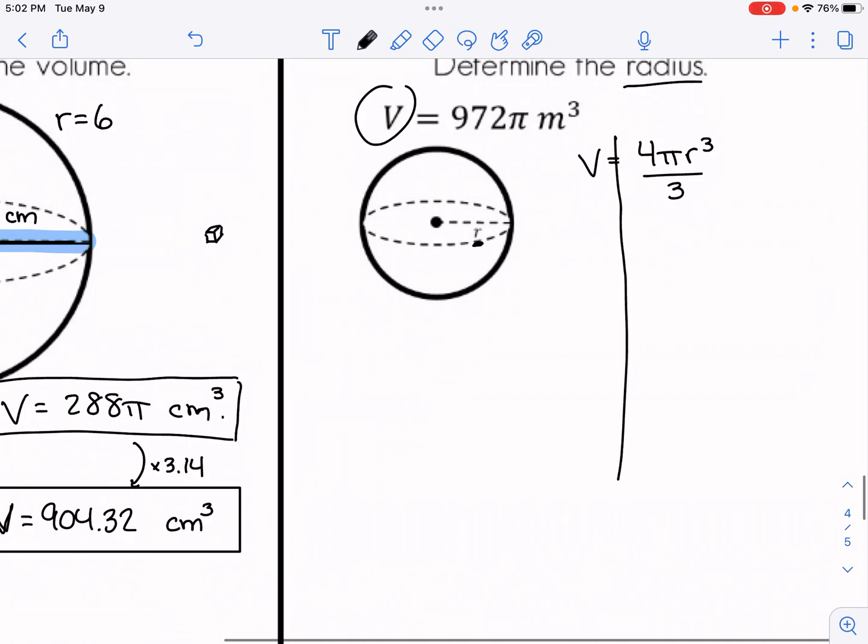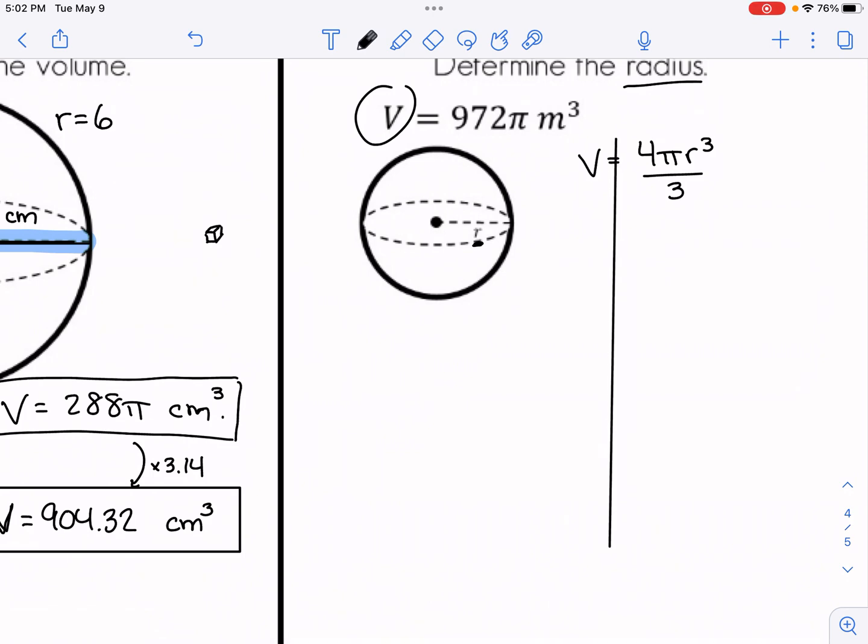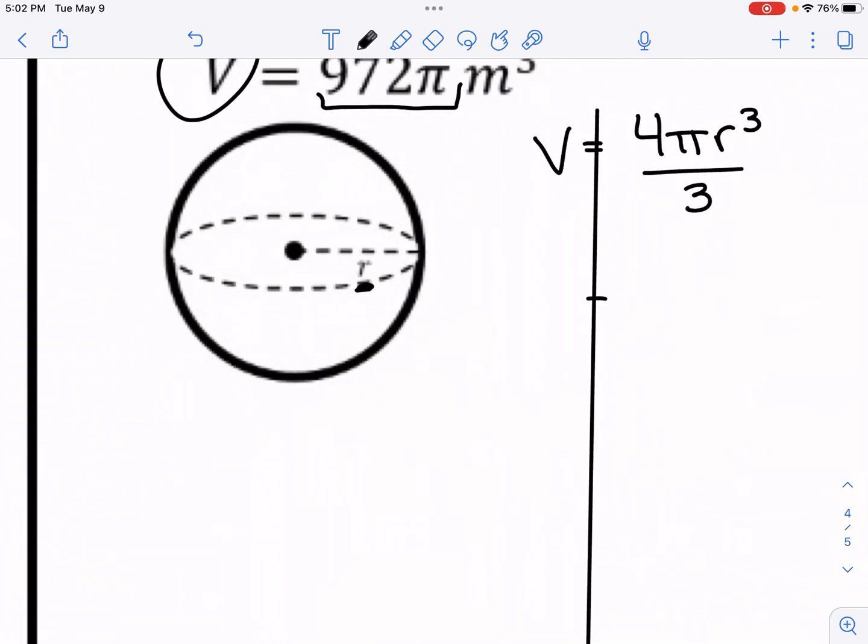As we go on, I'm going to draw a line here. Okay. Now we know that our volume is 972 pi, and this is cubic meters. So instead of V, I'm going to replace it with what we just highlighted in that bracket. I'm going to put 972 pi. Off to the right, nothing happened with it. I don't plug in anything for the radius, so we're still going to keep that.